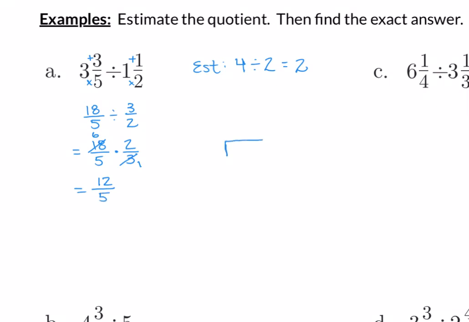Let's convert that into a mixed number. This is an improper fraction, so we do need to go one more step. 5 goes into 12 2 times. 2 times 5 is 10, and when we subtract, we get 2. So we get 2 and 2/5. Is 2 and 2/5 close to 2? The answer is yes.